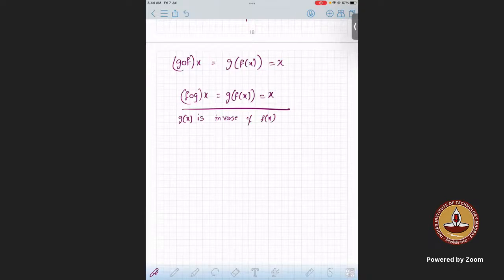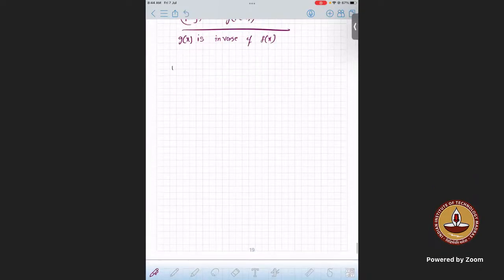Clear? Now find the inverse of x minus 5 over 2x plus 3.